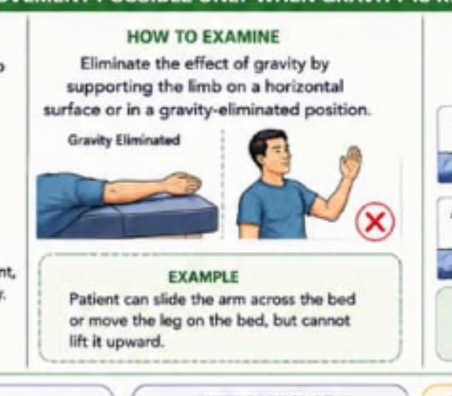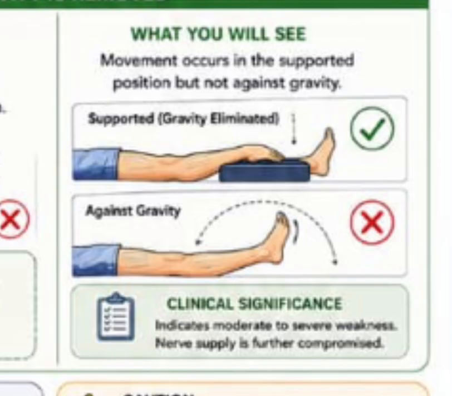So what will you see? There will be movement in the supported position, which means movement in line with gravity but not against gravity. Clinically, this indicates moderate to severe weakness. There's innervation, you get it now? It's just that the patient cannot move it above. He can only move it from side to side.